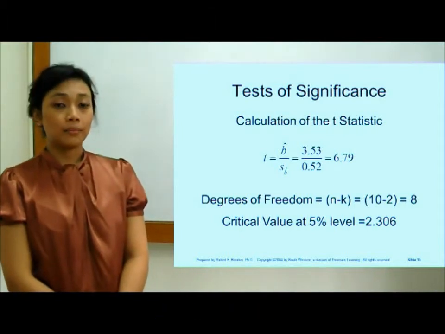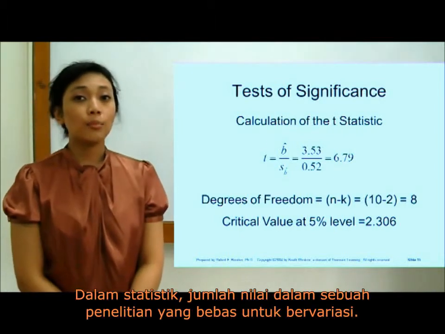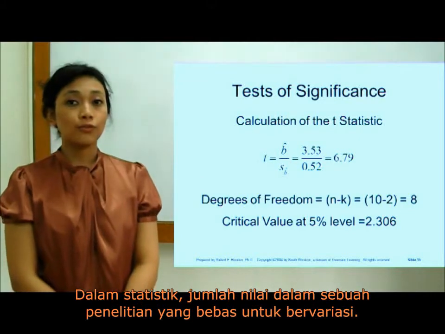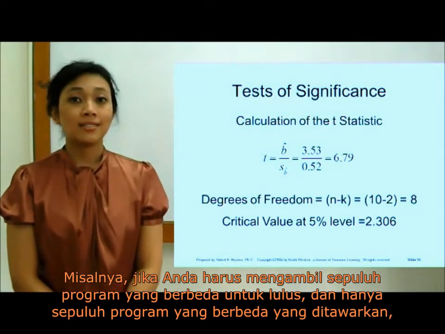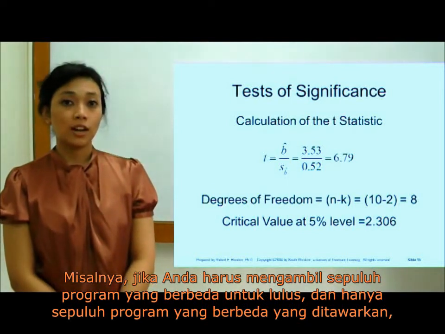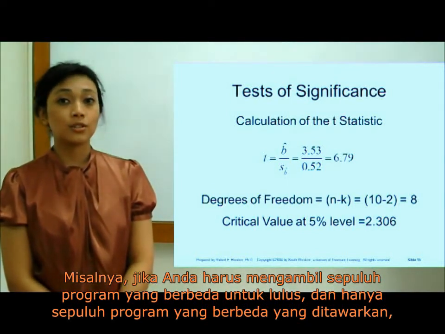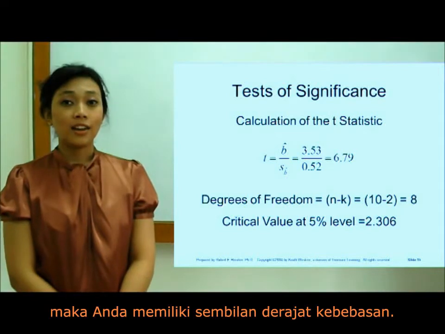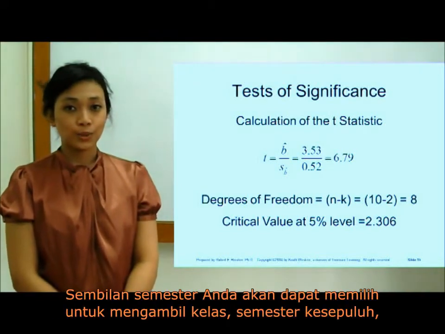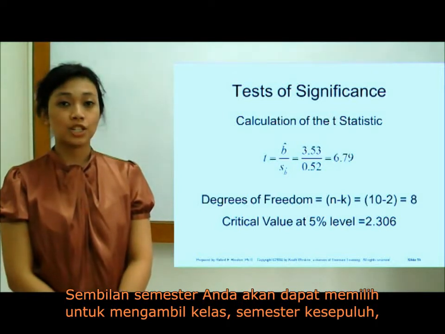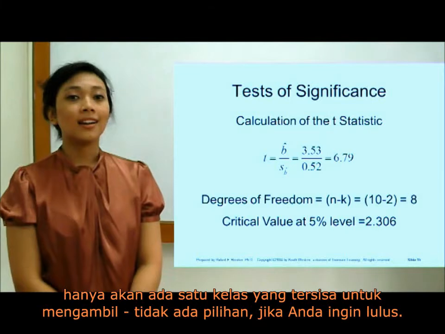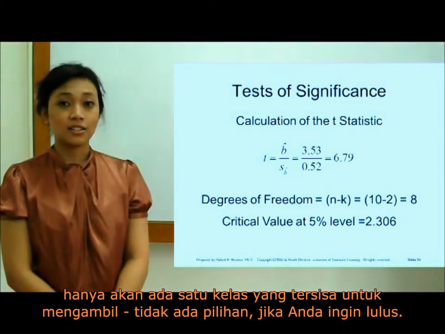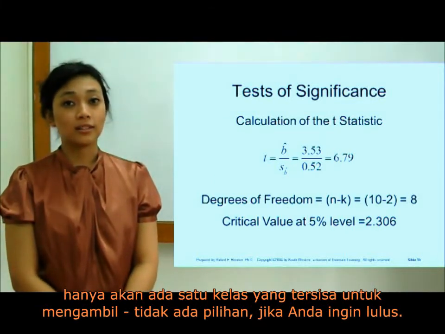Degrees of freedom. In statistics, it is the number of values in a study that are free to vary. For example, if you have to take 10 different courses to graduate and 9 courses are over, then you have 9 degrees of freedom. In the 9th semester, you will be able to choose which class to take. In the 10th semester, there is only one class left to take. There is no choice if you want to graduate.